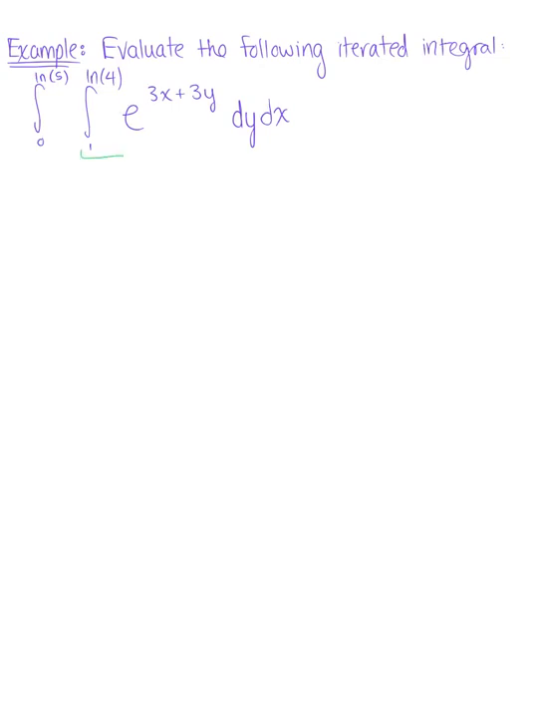So the first thing, since we have a set order here, we're identifying what is our inner integral. So our inner integral is in terms of y, or we're integrating with respect to y here. So we'll start by taking out the inner integral and evaluating it. So I have the integral from 1 to the natural log of 4.